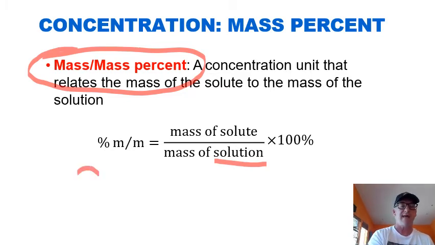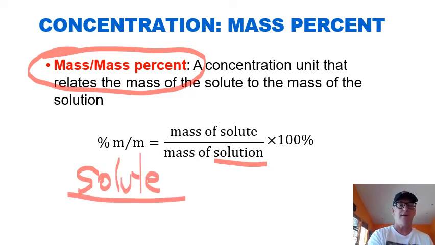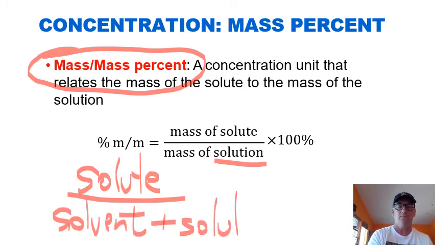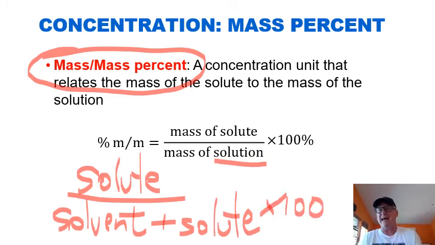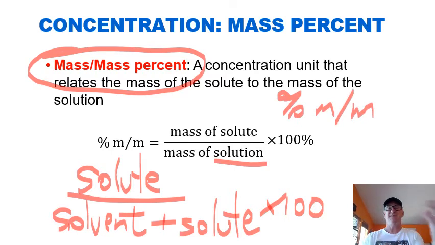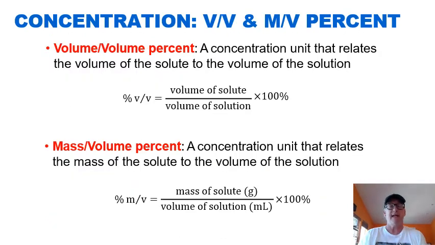So we would have the mass of the solute on top, and on the bottom we would have the solvent plus the solute, times 100. So remember that. That's a key to doing these sort of calculations. So the first one is just percent m over m, or mass to mass. We just say a mass to mass percent.